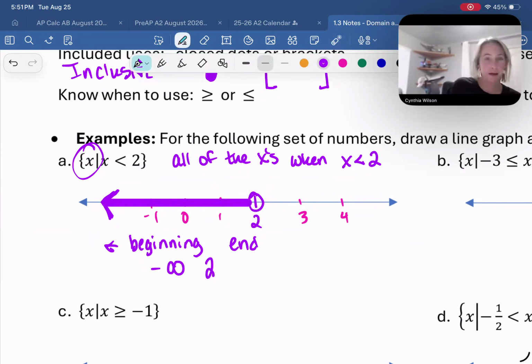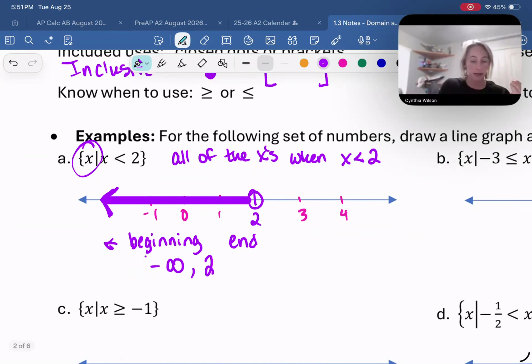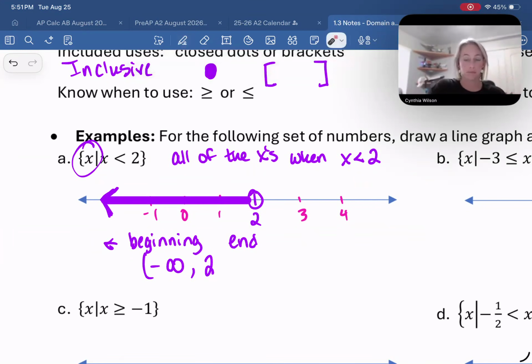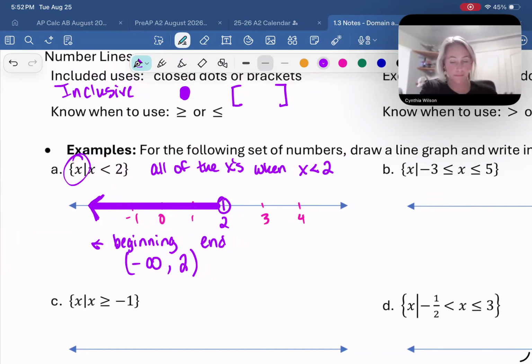Good. Put a comma. Beginning, ends, all infinity signs get parentheses. And your 2 has an open dot. It's just a less than. It's an exclusive value. So it also gets a parentheses. Okay, with me here? Okay, let's go to the next one.